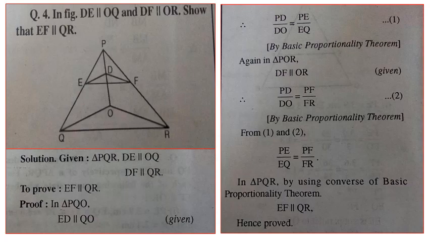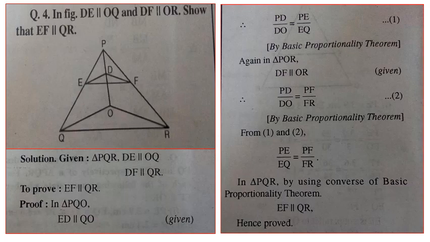Similarly, in triangle POR, DF parallel to OR, it is given. So PD by DO is equal to PF by FR by BPT, that is equation number 2. Now from equations 1 and 2, in both the equations, the LHS are equal. Therefore, the RHS are also equal. So we get from equations 1 and 2, PE by EQ is equal to PF by FR.